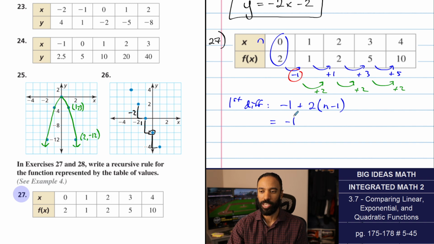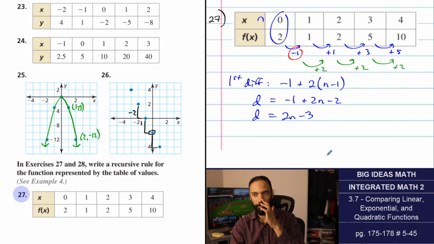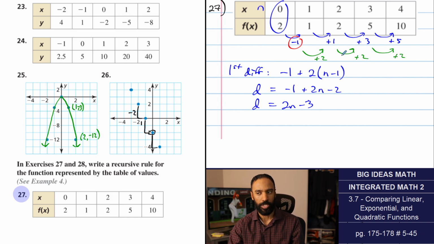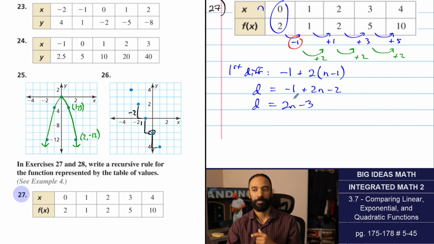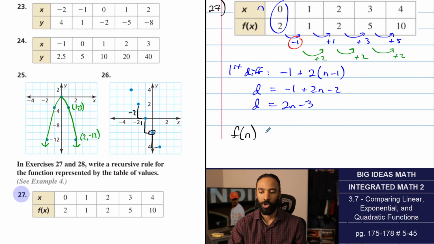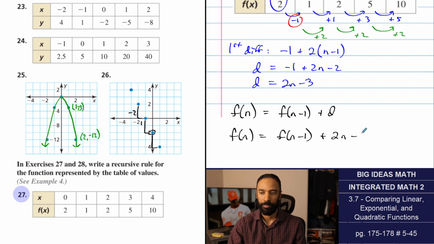When simplified, you do distribution and combine like terms, and you get 2n minus 3. I'll just call this D. This is the constant common difference. Excuse me, this is the difference's common difference that we're using. This is what's making it do +2 each time, 2 more than before. So, as a whole, and I'll show you that this works here, your rule is going to be to find a value, take the value before it, and add your common difference. Our common difference is going to be 2n minus 3, which is recursive and explicit at the same time. But that would be the final answer there.